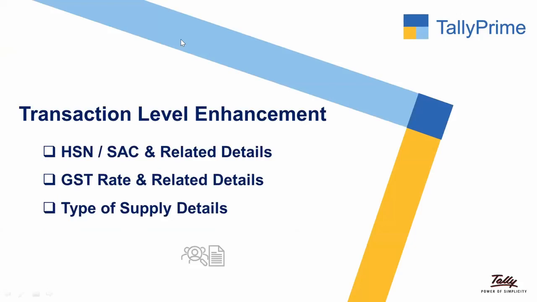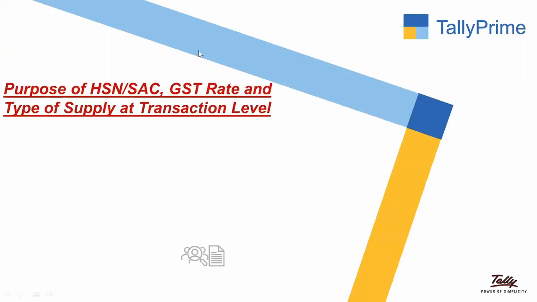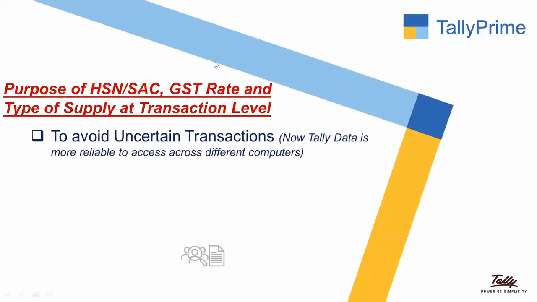Yes, this is our first level strength, transaction level enhancement. The purpose of this HSN SAC, GST rate and type of supply at transaction level is, which I already told you, to avoid uncertain transactions. Now Tally data is more reliable to access across different computers.